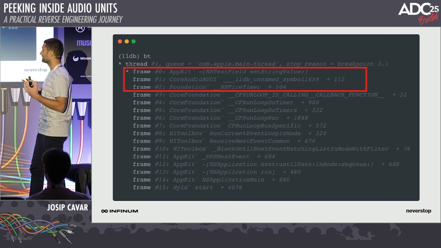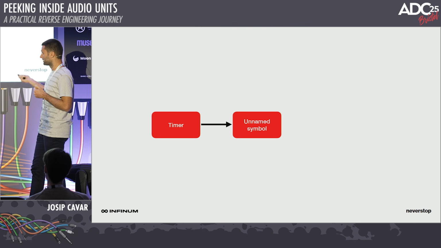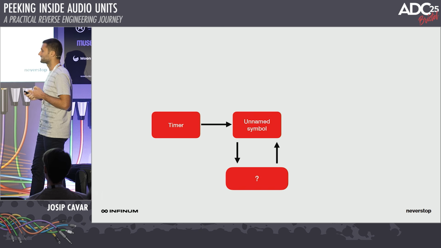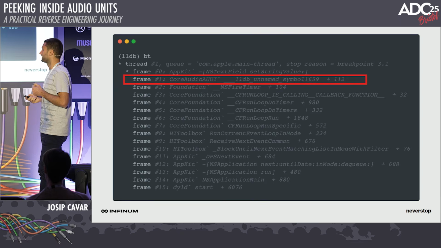What we can notice here is that NSFireTimer, presumably periodically, invokes this unnamed symbol. We'll get back to that. And the unnamed symbol updates the label. So let's first visualize this. We have a timer, which is calling the unnamed symbol, which does something to calculate this voice count, and it updates the label after that. Let's first find out what the unnamed symbol is.